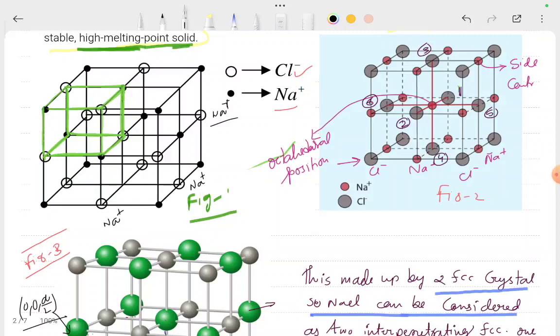Side central means if we consider a face, each face has 4 sides, and a Na plus ion is present at the center of each side. This is the point I am saying. Na plus ions are present at two places. One is the body center point of the whole crystal. The other is this: if we consider a face of the crystal, which has 4 sides, and pick one side, at the middle of this side there is one Na plus ion. This is the position of the Na plus ions.